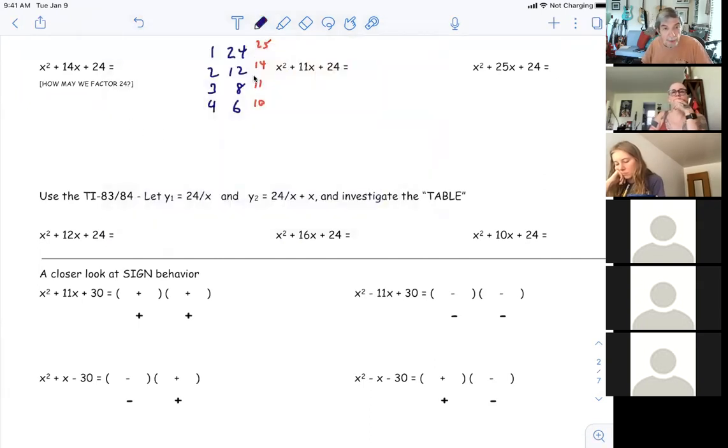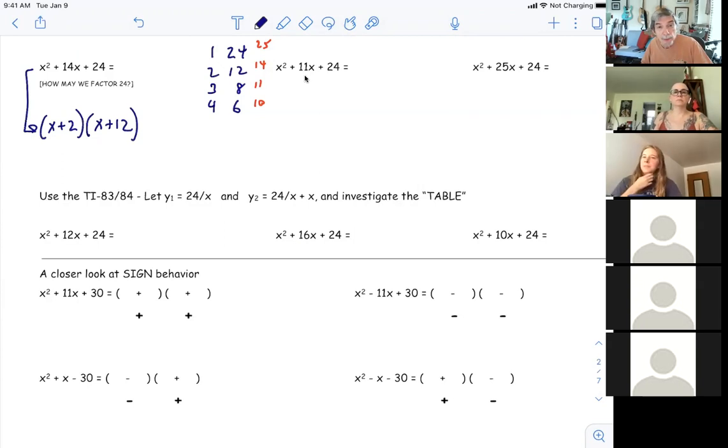So there's the 14. We can factor this with x plus 2, x plus 12. And since we've made this list, can we get an 11 in the middle? Yeah, I just said that a moment ago. We can use 3 and 8. 3 plus 8 add up to 11, 3 times 8 multiply out to 24. This will factor x plus 3, x plus 8.